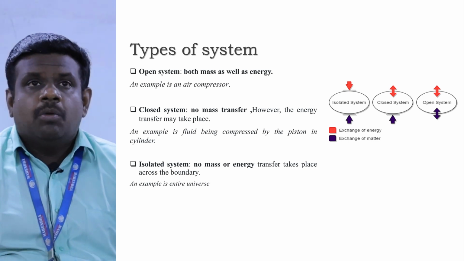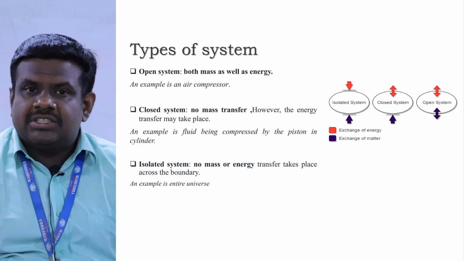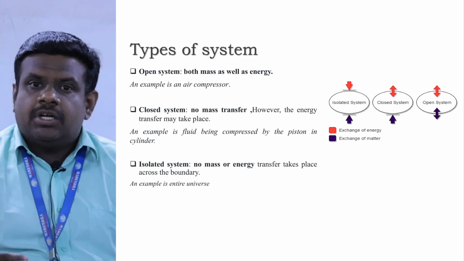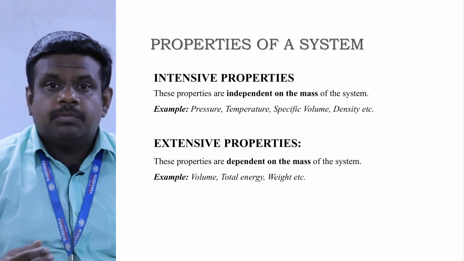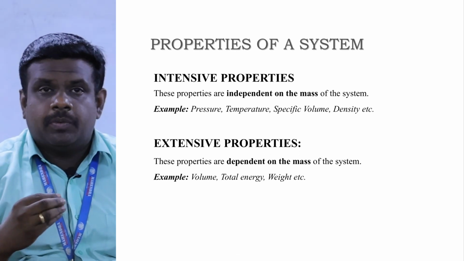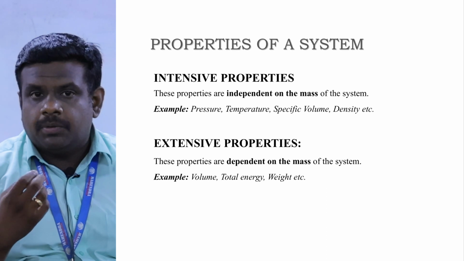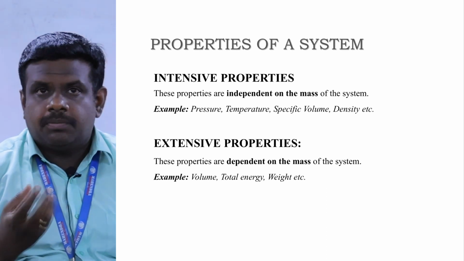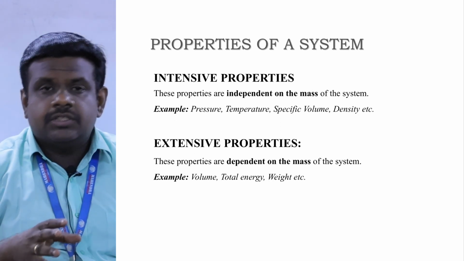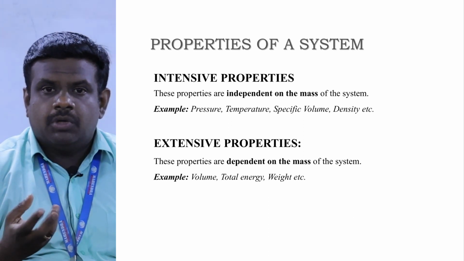The next topic is properties of a system. There are two main properties: intensive properties and extensive properties. Intensive properties are the properties which are independent of the mass of the system. For example, temperature, pressure, density, and so on. These are not dependent on the mass. Whereas extensive properties are properties which are totally dependent on the mass. For example, volume, weight, etc.